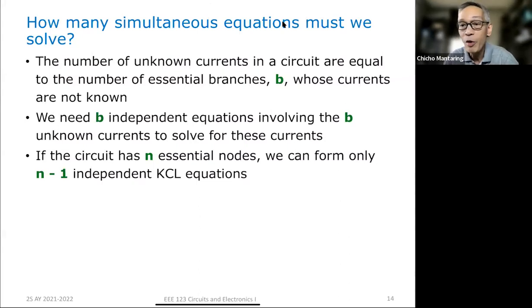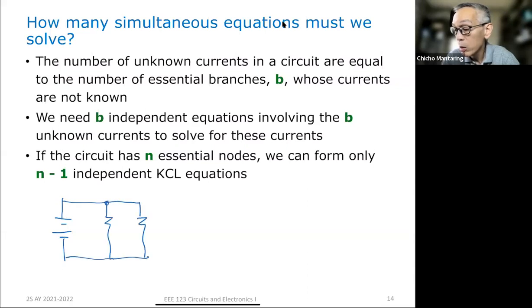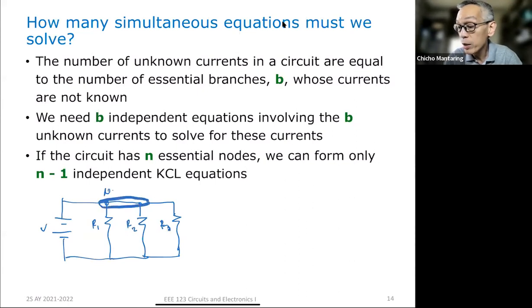If I have a circuit that has n essential nodes, I can form only n minus 1 independent KCL equations. Remember yung two-node circuit natin? Remember we had a two-node circuit before? It looked this way. So I had V, R1, R2, R3. This circuit has two nodes. This is one node, so let's call this node 1. And this is another node, node 2.